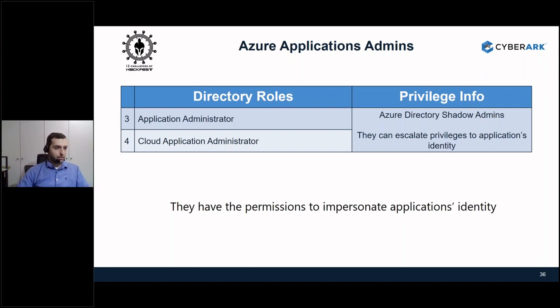And here are two, again, not global administrators, that if they are compromised, might devastate our environment. They are the application administrator and cloud application administrator. Both of these roles are very privileged because the ones who get them can control and impersonate any application identity in the environment and further gain more sensitive permissions.